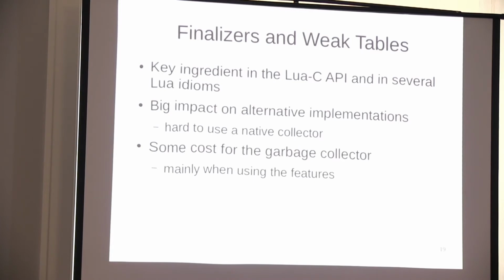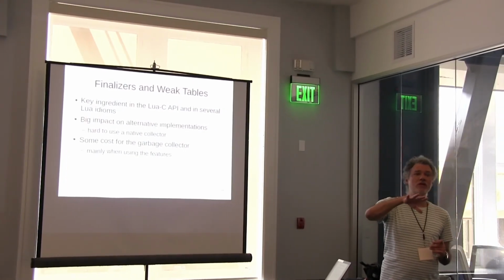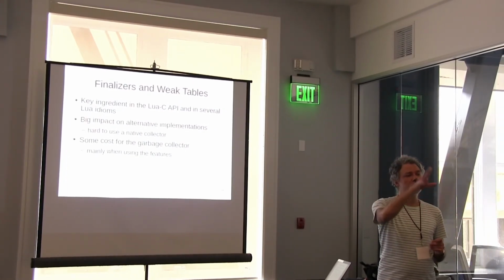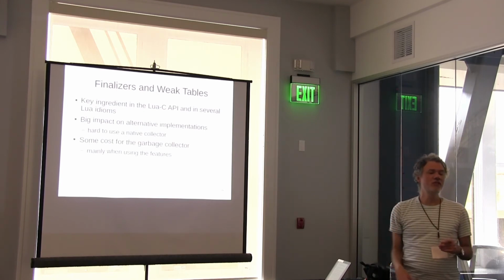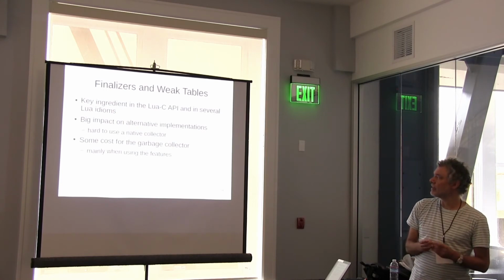Finalizers and weak tables are the points where the garbage collector becomes visible to the programmer, and they are key ingredients. In particular, because of the Lua C API, this kind of stuff is even more important in Lua than in other languages, because a lot of times you have to deallocate stuff in C, and so you need that kind of ingredient. Sometimes you have C objects that reference Lua objects, and the Lua objects reference back the C object, and you have this kind of cycle, so you need weak references in the form of weak tables to break those loops.